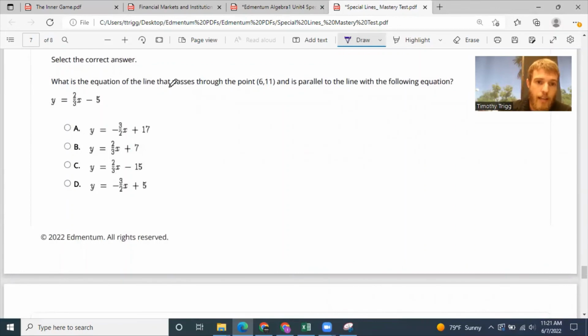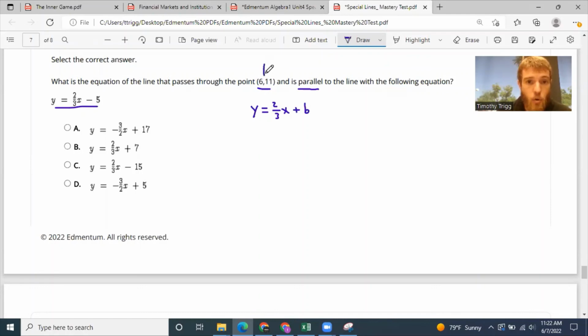What is the equation of a line that passes through the point (6, 11) and is parallel to the line with the following equation? So a parallel line has the same slope. So the slope here for this line is 2/3. So that means the slope of any parallel line would also be 2/3. So we know our correct answer should say y equals 2/3 x plus some y-intercept, some b.